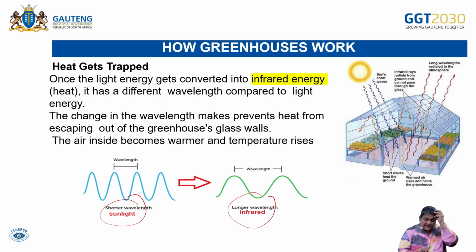So once the light energy gets converted into infrared energy, remember learners that energy cannot be created or destroyed, but changed from one form to another. Do you remember you did this in grade 9? What do we call that law? It's called the law of conservation of energy, which we apply in photosynthesis.